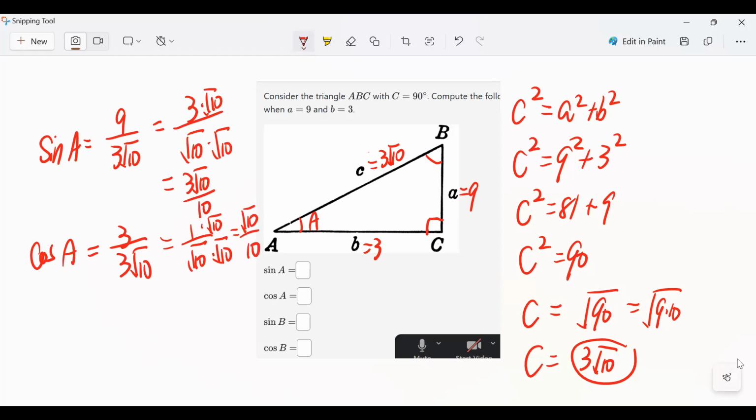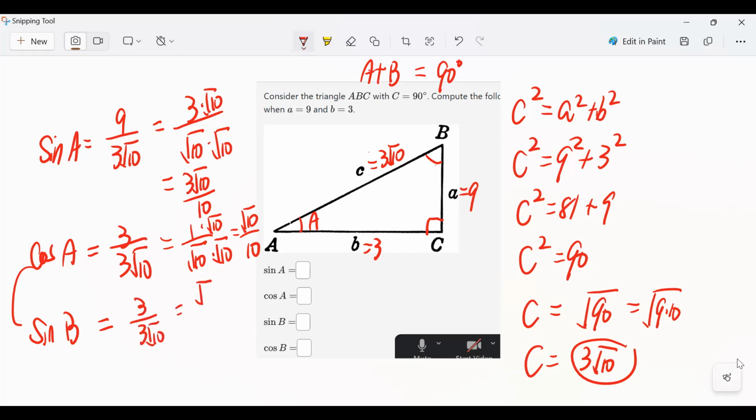That's cosine A. And then sine B is going to be the same as cosine A, right? Without calculation, sine B equals cosine A, because these two are complementary angles. Angle B plus angle A equals 90 degrees. So using the cofunction identities, cosine A should be equal to sine B. And we can double check: 3 over 3 radical 10, it's the same.